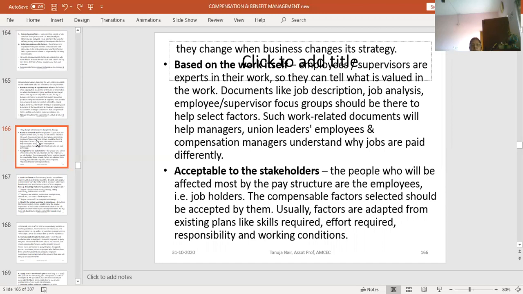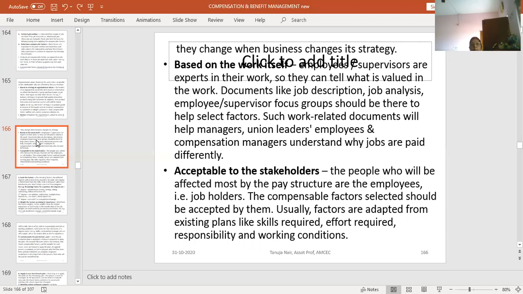Then lastly, you should see that the compensable factors which you have selected should be acceptable to employees, that means the job holders. Employees are the people who are going to be most affected by the pay structure. So whatever compensable factors you are selecting should be accepted by them. Otherwise, this job evaluation process will be a failure if it is not accepted by employees.